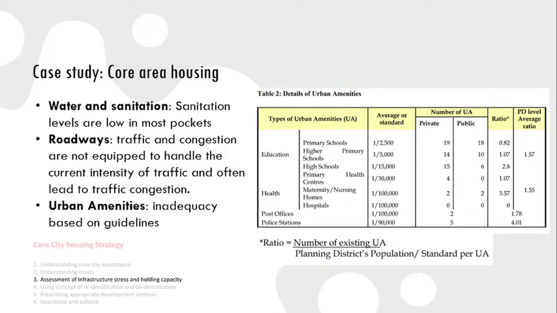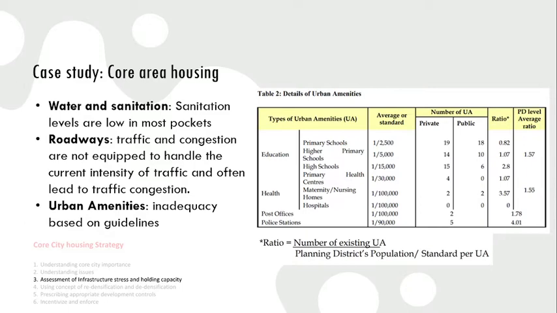So what are the problems associated with the infrastructure? First comes water and sanitation. Sanitation levels are low in most pockets of the neighborhood. Then roadways: there is high traffic and congestion and it is not equipped to handle the current amount of traffic because, as we discussed earlier, there have been encroachments on the road due to local informal activities. The third is urban amenities, which include basic social infrastructure services such as schools, post offices, police stations, hospitals, and primary health care centers. There has been inadequacy based on the guidelines.